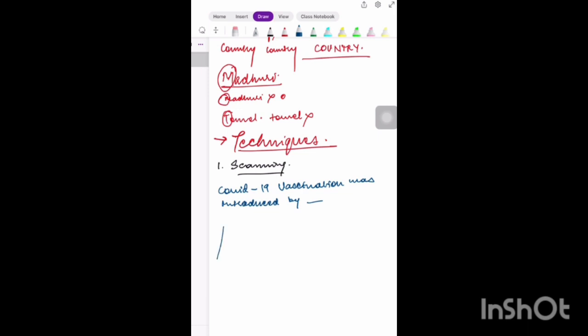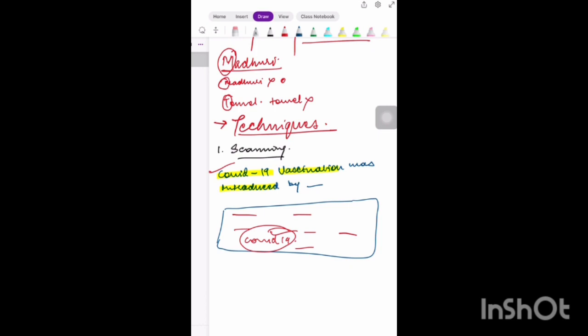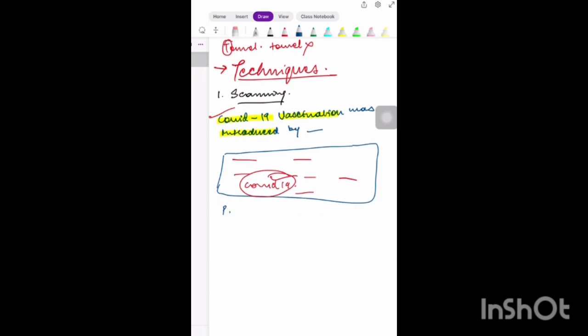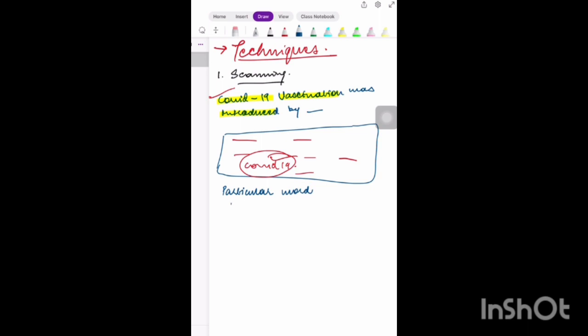So when I look at the text, instead of reading the whole text, I will first underline what I need. So COVID-19 vaccination introduced. So I look for the word especially COVID-19 in the whole text. So there can be many lines, and in one of the lines COVID-19 would be written, and that would help you out to finalize your answer. So this is known as scanning, and scanning is basically you look for a particular word in the para and you'll have to ignore the whole thing.